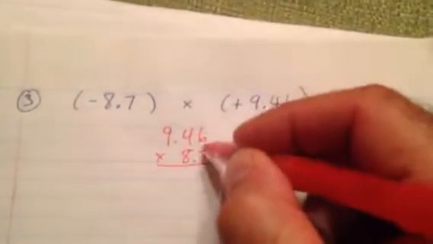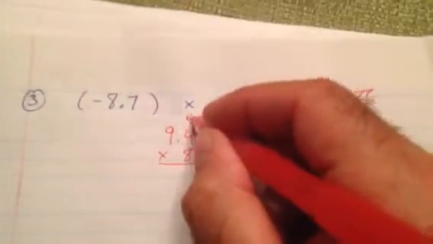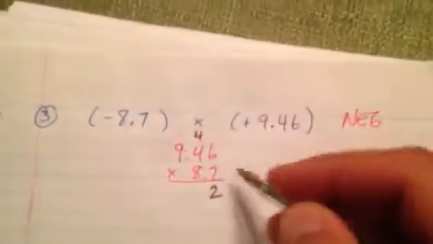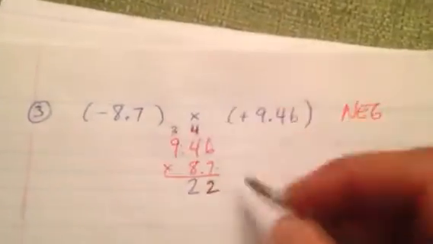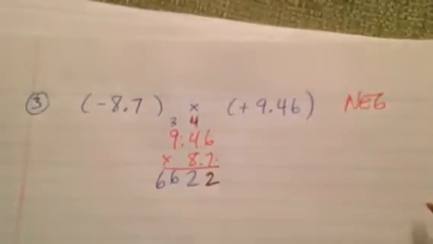Now we go 7 times 6, 7 times 4, 7 times 9. 7 times 6, 42, drop 2, carry 4. 7 times 4 is 28, add the 4, 32, carry a 3. 7 times 9, 63, add 3 is 66. So we have 6, 6, 2, 2.